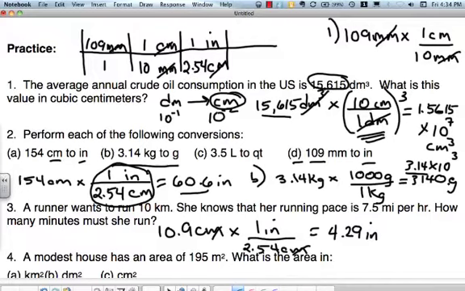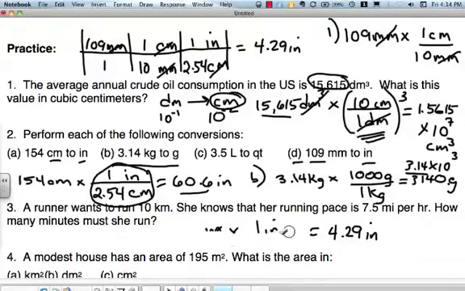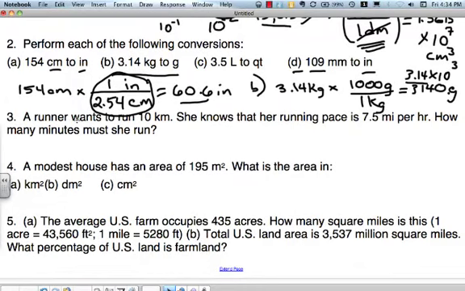All right, since we have that up there, let me do a little erasing. And I'll put my answer up there. And so I can erase down below, 4.29 inches. All right, erasing here. Number 3. I'm going to scroll down a little bit.